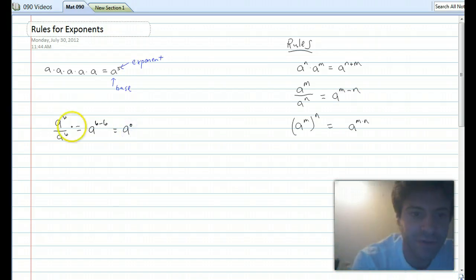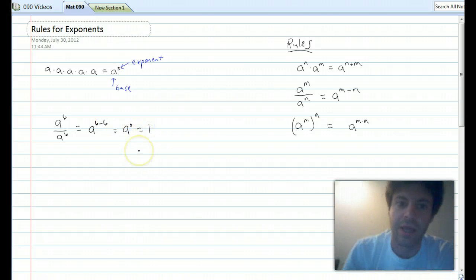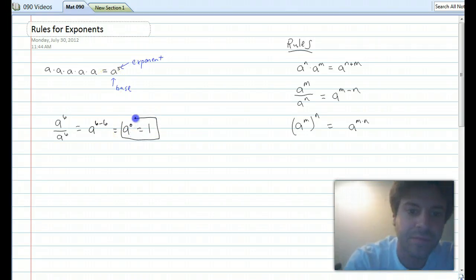Well, let's look back at the very first line. A to the 6th divided by a to the 6th. Those should just cancel out. Everything cancels from the numerator and the denominator. And when everything cancels from the numerator and the denominator, you're just left with 1. So we know that the answer is going to be 1. And we got, using the quotient rule, that that is a to the 0.